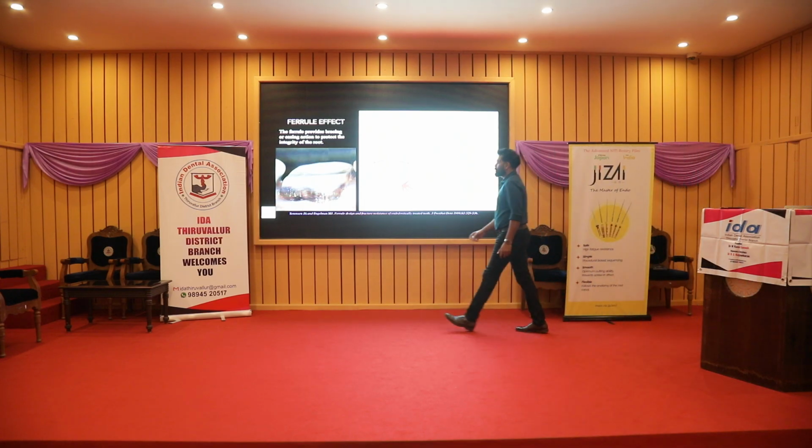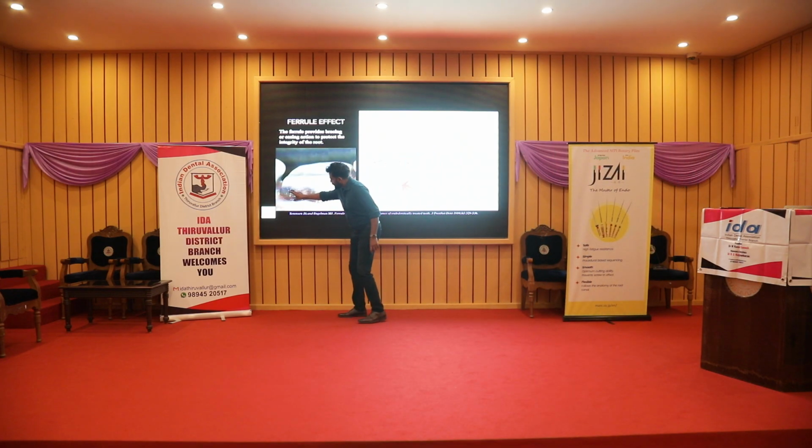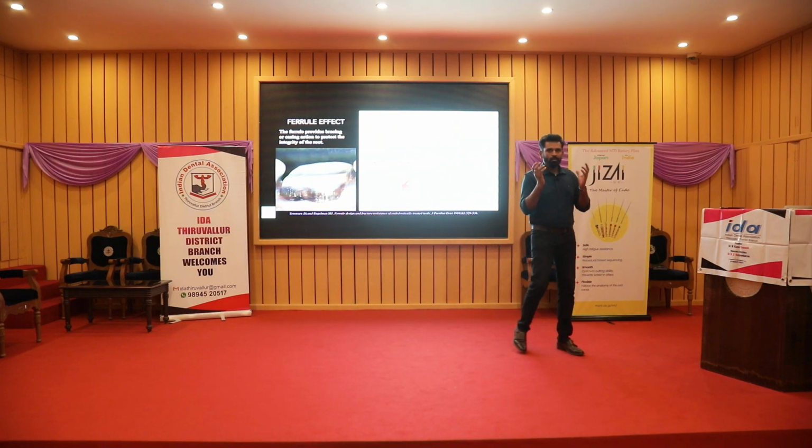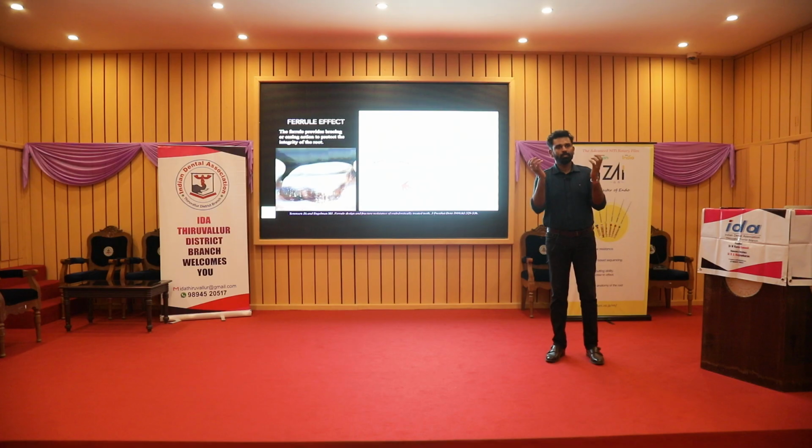What do you mean by ferrule? Circumferentially there should be a ring. This is your ferrule structure. This ferrule structure should be at least around 1.5 to 2 millimeter. If this ferrule structure is not there circumferentially, the predictability will come down.